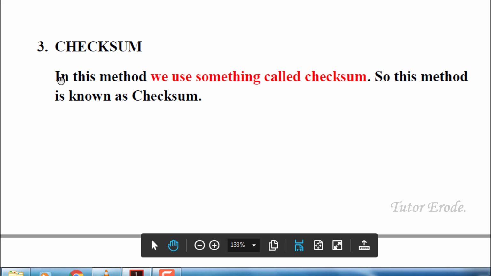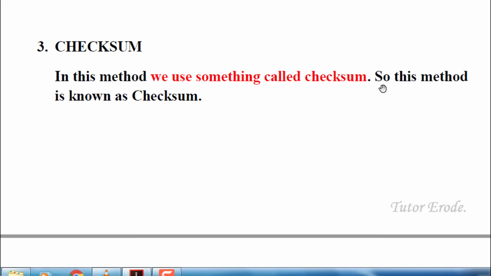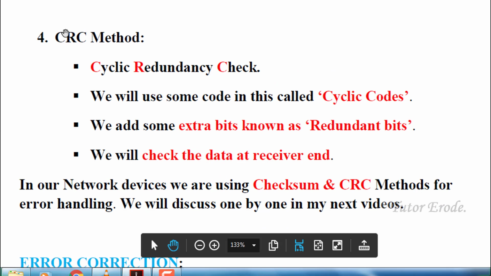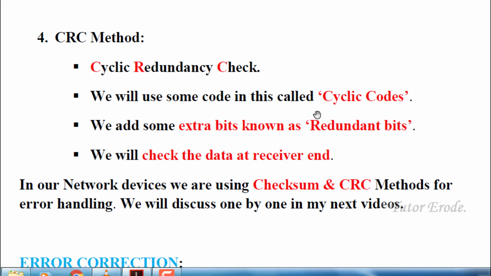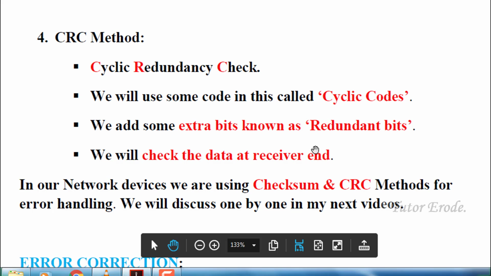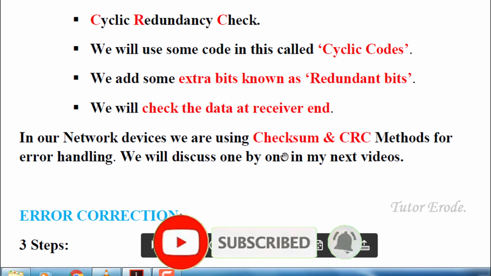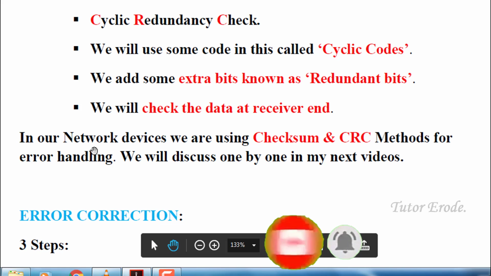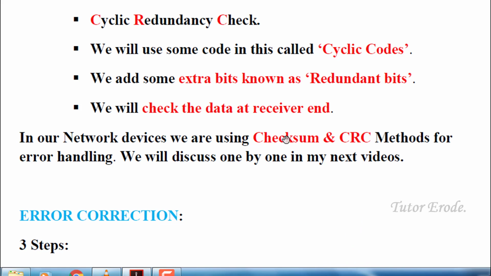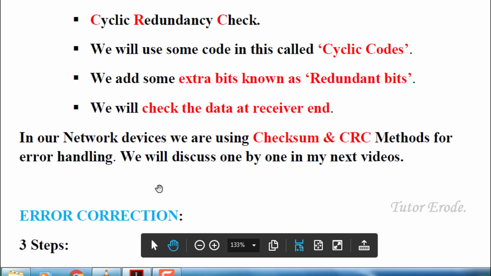Third method is the checksum method. In this method we use something called a checksum. So this method is known as checksum. Fourth method is the CRC method, that is the cyclic redundancy check method. We use a code called cyclic code and add some extra bits called redundancy bits. At the receiver end we check for errors. So this method is known as cyclic redundancy check. In our network devices we are using checksum and CRC methods for error handling. We will discuss them one by one in our next videos.